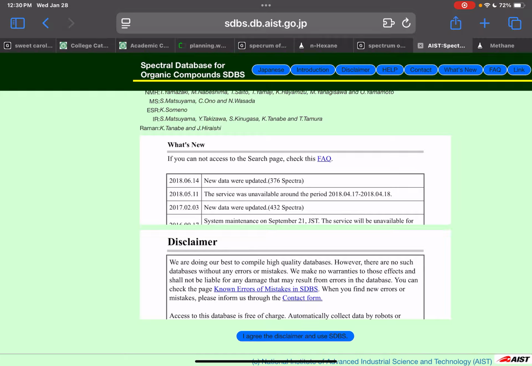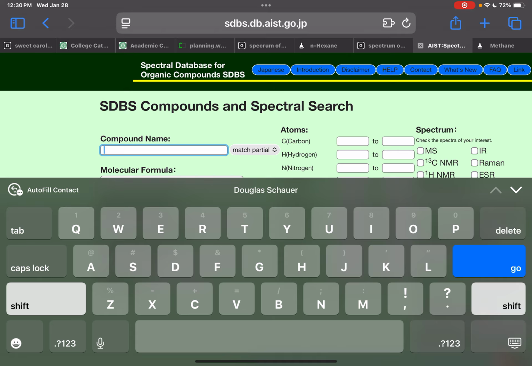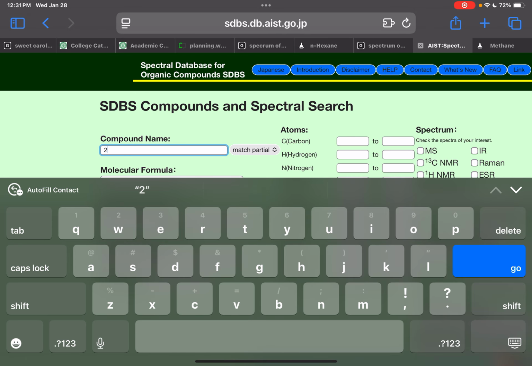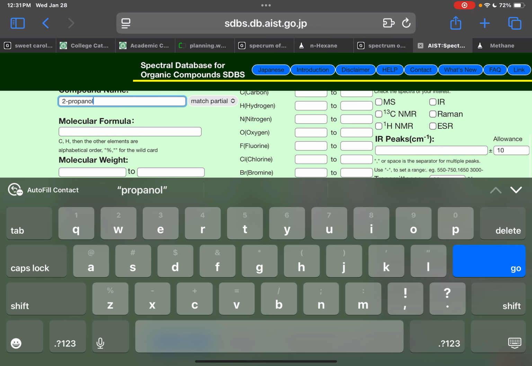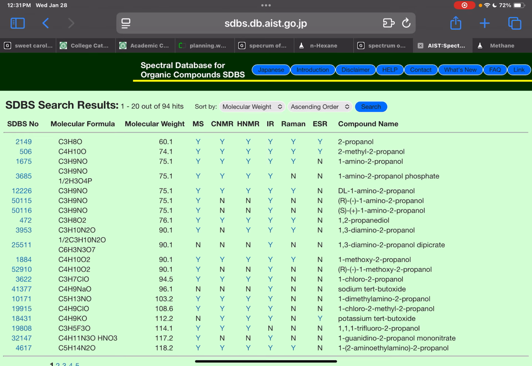So you're going to have to agree to their disclaimer, and then you can just type in a compound. Okay, so let's say I want to look for rubbing alcohol. So that would be 2-propanol. This is where knowing your nomenclature really comes in handy. All right, so 2-propanol, we hit go, and then hit search. Okay, it'll bring up a whole bunch of different options here. And you can see the first choice they gave us was 2-propanol.